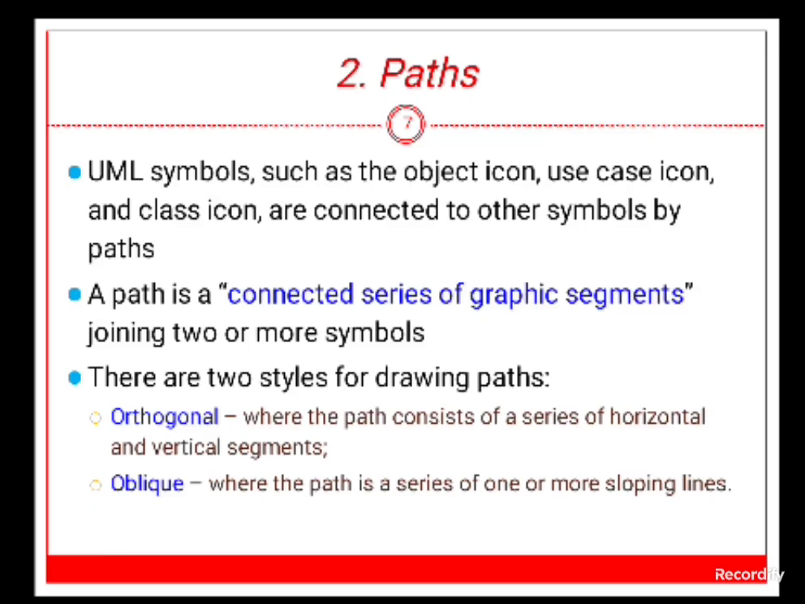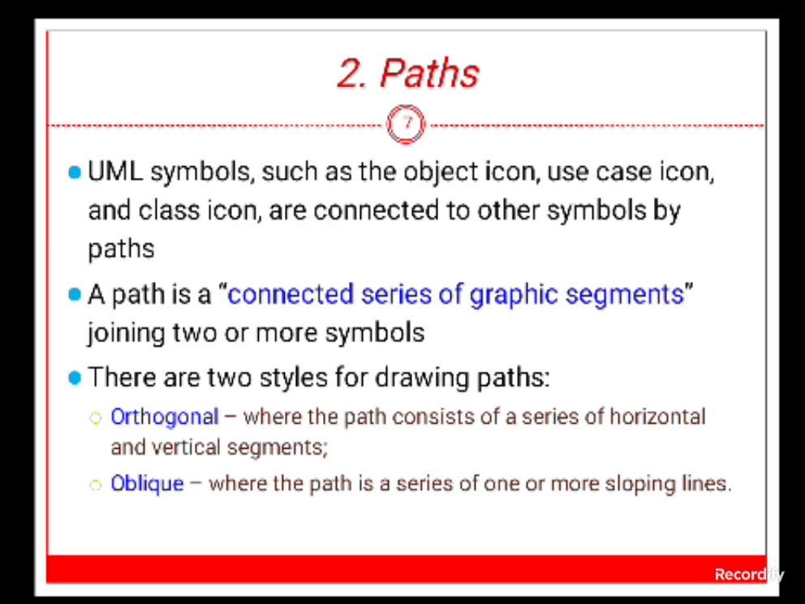Next is paths. In UML, symbols are connected using paths. A path is simply a line connecting two modeling elements. Paths can be drawn in two styles, orthogonal and oblique, using horizontal and vertical lines, or using slanted lines.